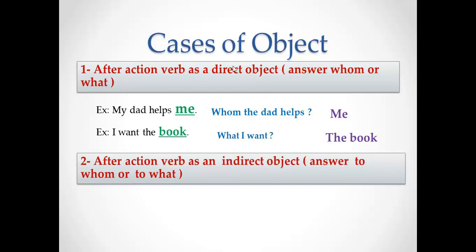Number two, the second case for object is after an action verb, but as an indirect object. The first one is direct, the second one is called indirect. What is the difference between the two cases? Number one answers whom or what, but the second answers to whom or to what.